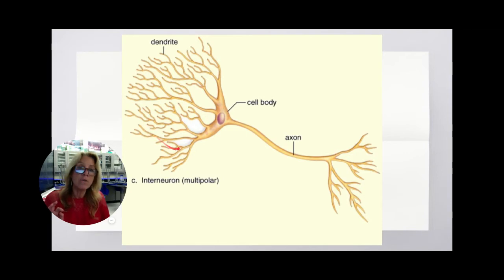So this dendrite right here is receiving. It could be receiving information from a sensory neuron, right? And then passing that information on to a motor neuron.